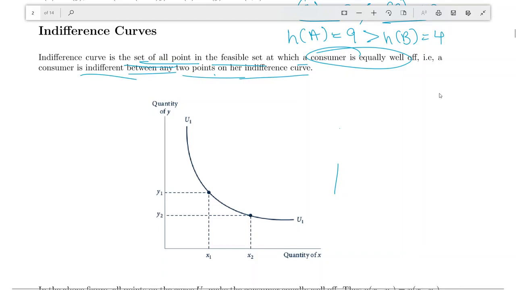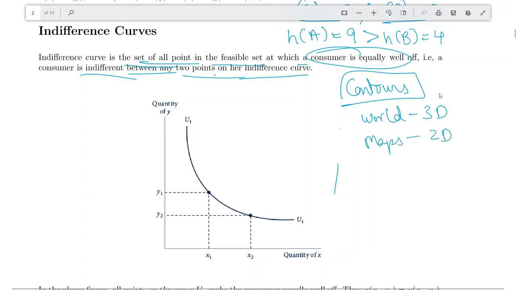So the whole idea of indifference curves comes from the concept of contours. Contours were a thing used by initial cartographers. Cartographers are people who make maps. Cartographers had a problem. The problem was that the world was 3D, but the maps were 2D. So you had a three-dimensional world which we wanted to plot on a two-dimensional map.